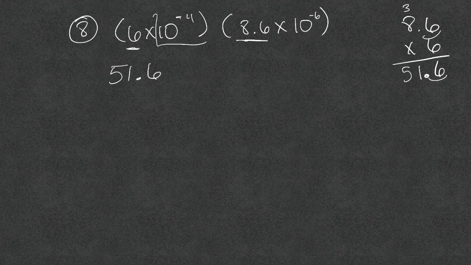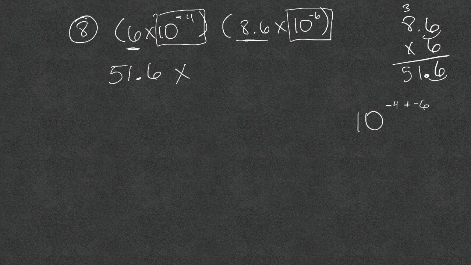Now we can concentrate on this, right? When we multiply exponents, what are we doing? We're adding them, right? So basically, -4 plus a -6. Now we're adding negatives, so we're becoming more negative. This exponent does not magically become positive. So this is 10 to the -10.